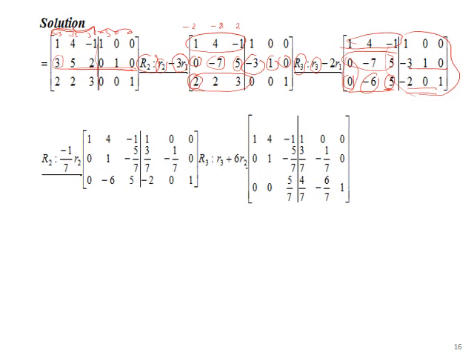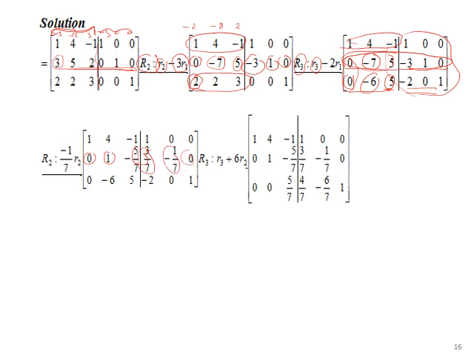Now next I want to make this minus 7 into 1. So what I should do is row number 2 needs to be divided by minus 7. So 0 over minus 7 is 0, minus 7 over minus 7 is 1, minus 5 over minus 7, 3 over minus 7, and so on.